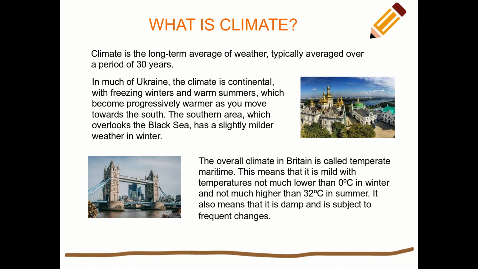The overall climate in Britain is called temperate maritime. This means that it is mild, with temperatures not much lower than 0 degrees Celsius in winter and not much higher than 32 degrees Celsius in summer. It also means that it is damp and is subject to frequent changes.